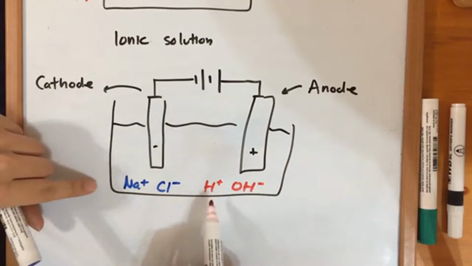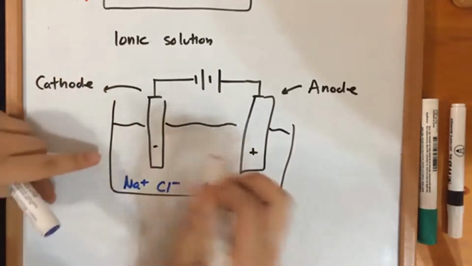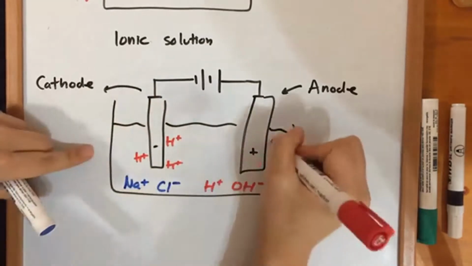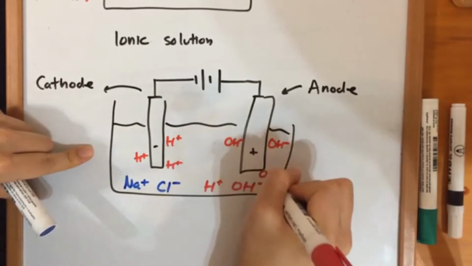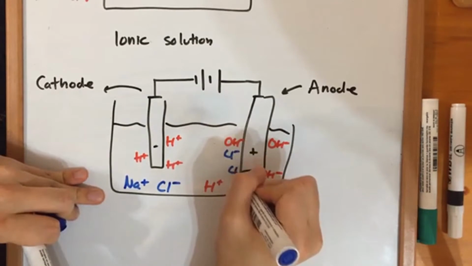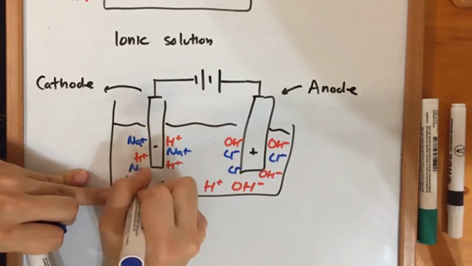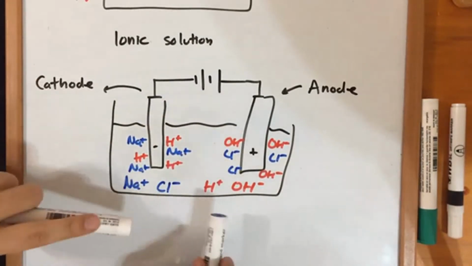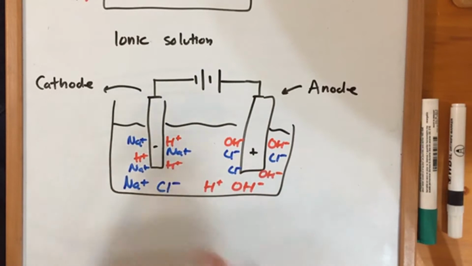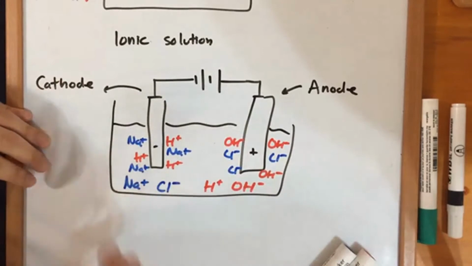But the same principle applies. My positives are going to go to my cathode, and my negatives are going to form at my anode. So if I drew this out, I'm going to have H plus, H plus, H plus, and OH minus, OH minus, OH minus. And then my salts, right? So Cl minus, Cl minus, Cl minus, Na plus, Na plus, Na plus. And this is what happens. My ions, regardless of what they are, are still going to be attracted to whichever electrode they're being attracted to, opposites. I like to look at each electrode at a time, and that way you get a sense of what's happening.